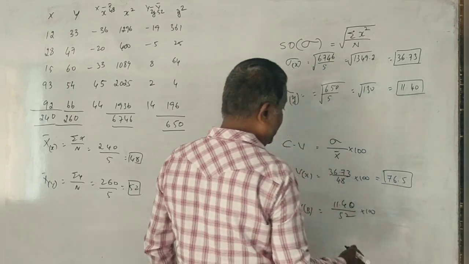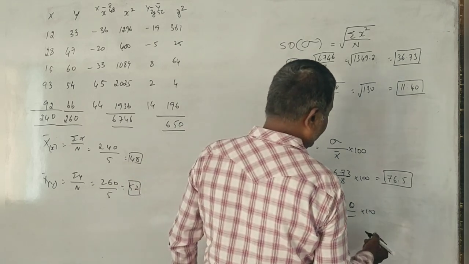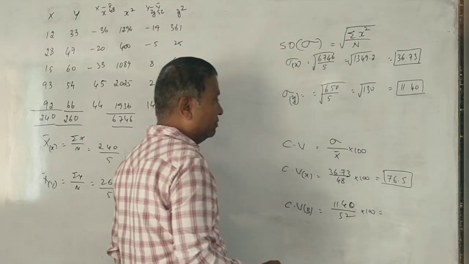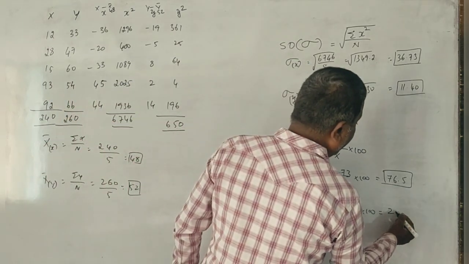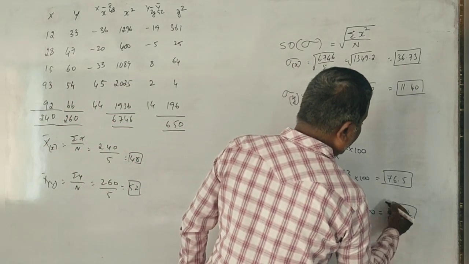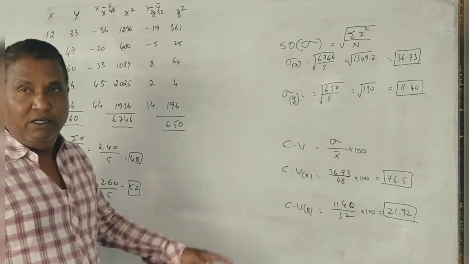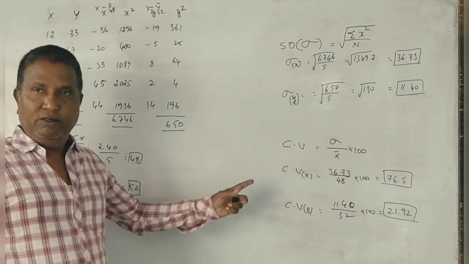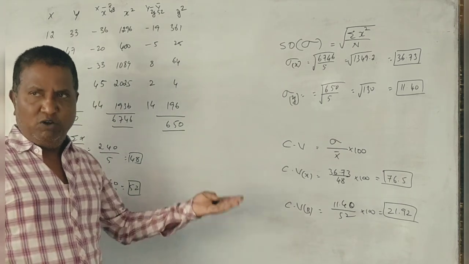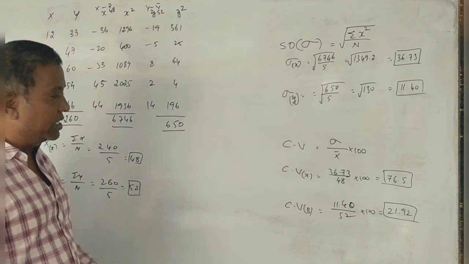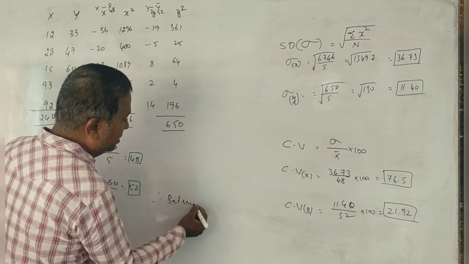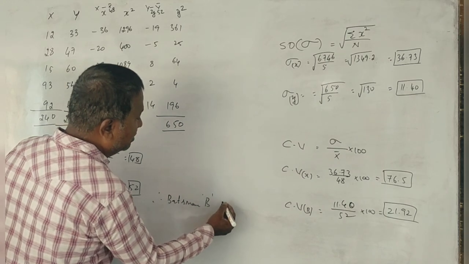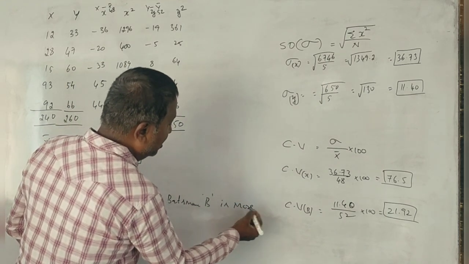Next, for y it is 21.92. Which is more consistent? Which is least in this? 21.92 is least. That is low variation. So that's why it is more consistent. So therefore, batsman B is more consistent.